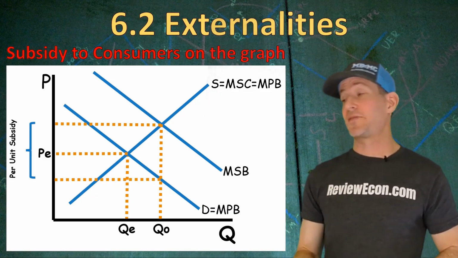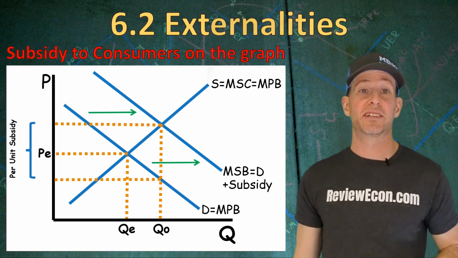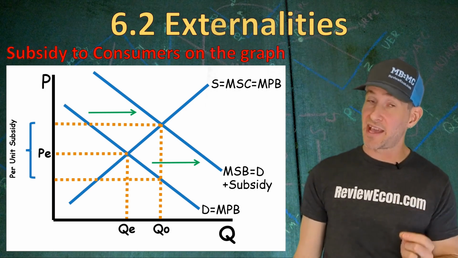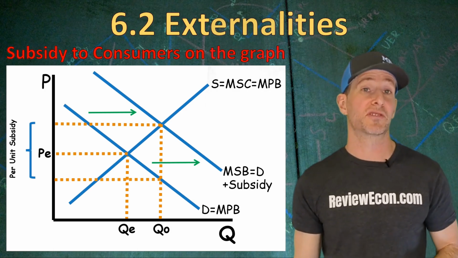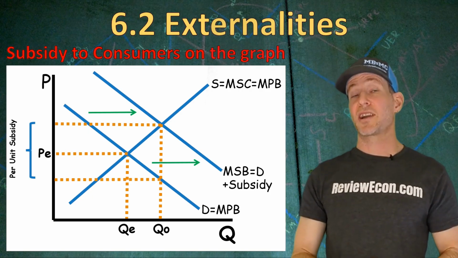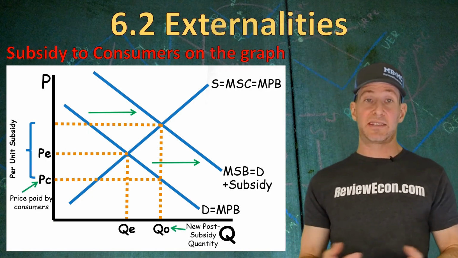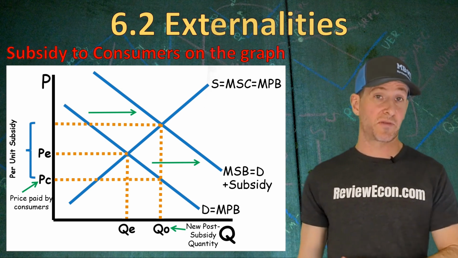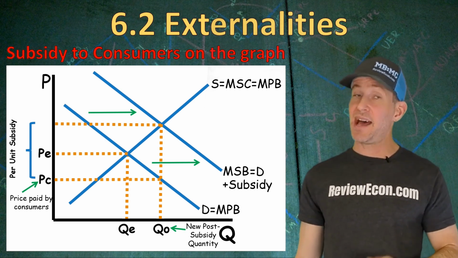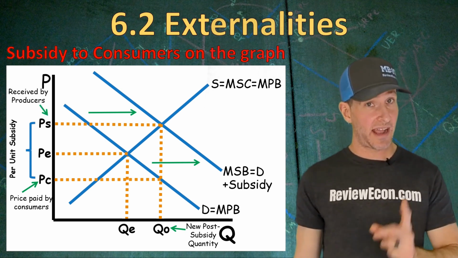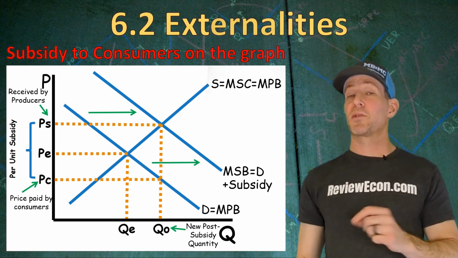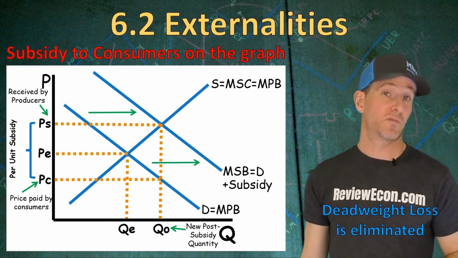That subsidy will shift the demand curve to the right, the vertical distance of that subsidy, making the demand plus the subsidy equal to the marginal social benefit curve. And then the socially optimal quantity of QO is what we will get within this market. PC is the out-of-pocket cost to consumers after the subsidy, and PS is the price that producers receive after the subsidy. And as a result of this per unit subsidy, the deadweight loss will be eliminated.